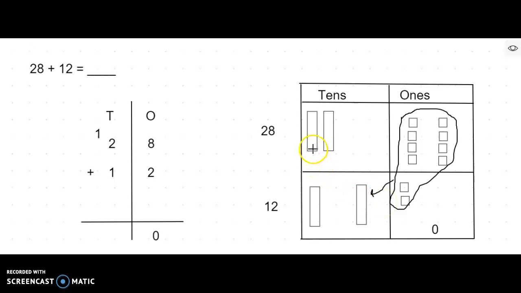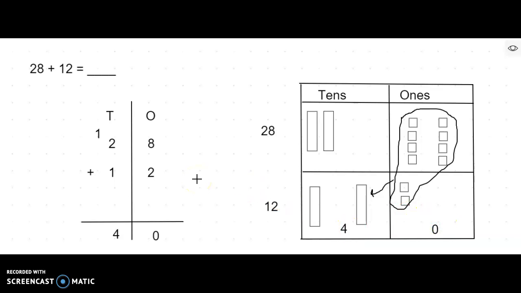Ready? 1 10, 2 10s, 3 10s, 4 10s. I have 4 10s. So I have 2 plus 1 plus the other 10 I made. So 2 plus 1 plus 1 equals 4 10s. So that means I have 4 10s and 0 ones because I made all those ones into a new group of 10. I have no ones left over. I have 4 10s and 0 ones.